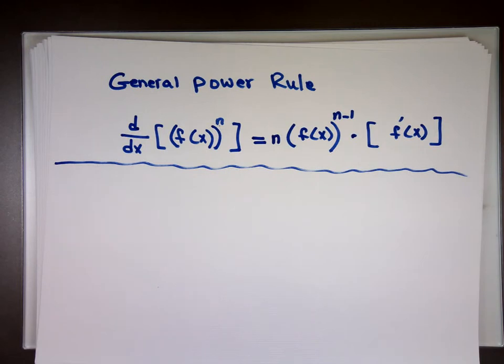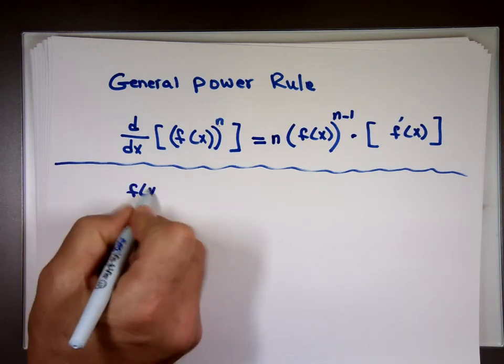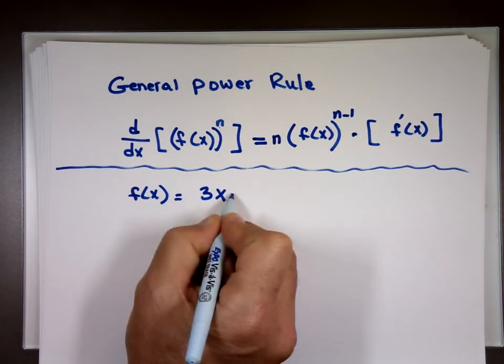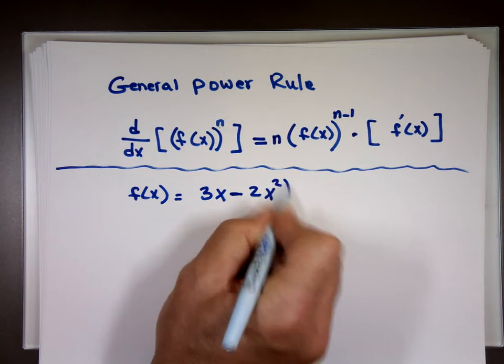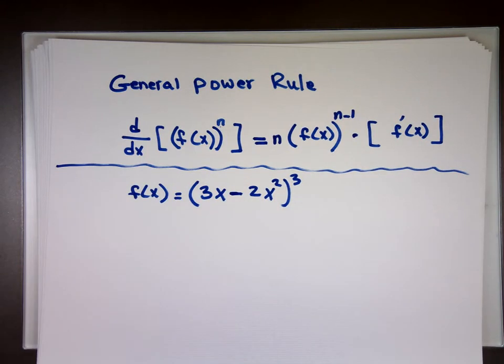Let's practice a few examples with it. f of x equals, I'll give you a minute to think about it, because it doesn't take that long, 3x minus 2x squared to the power 3. Let's find the derivative of that.